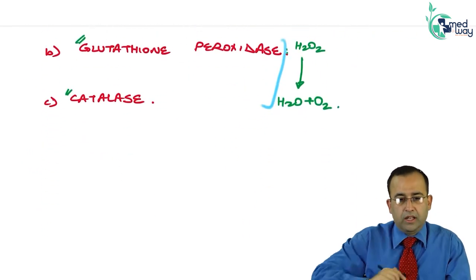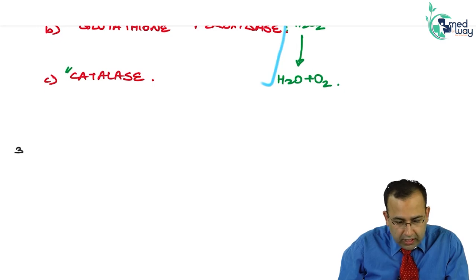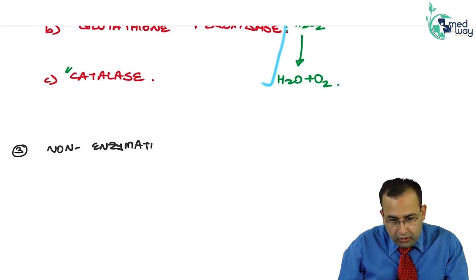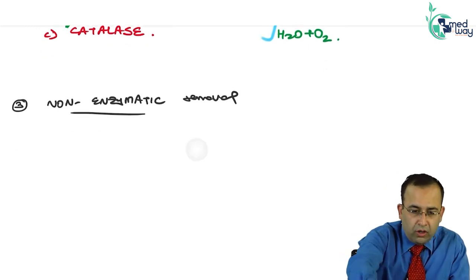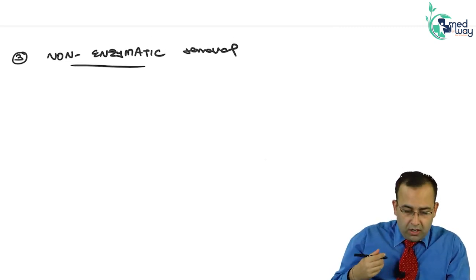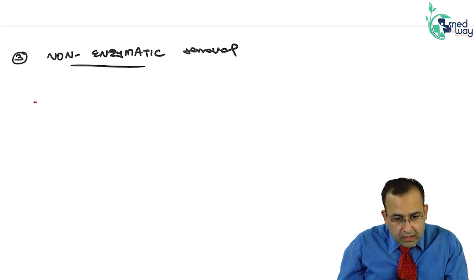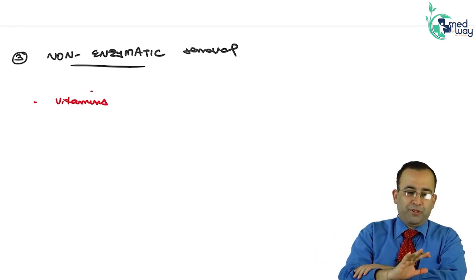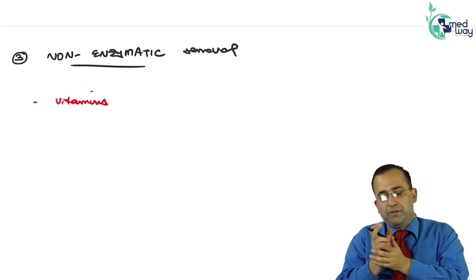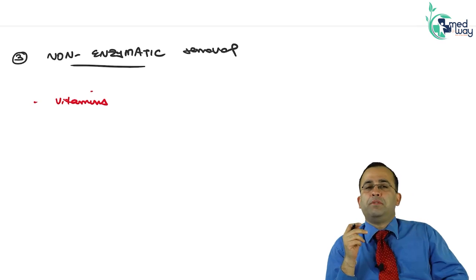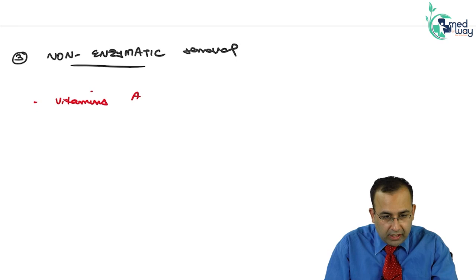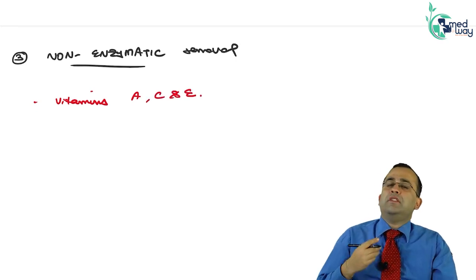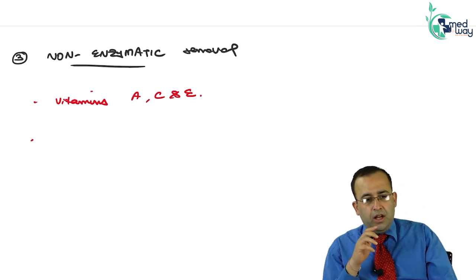And lastly, the last method of removal of free radicals is non-enzymatic removal. Non-enzymatic removal में, the first is vitamins. All the girls, which you keep yourself extremely fresh and beautiful with the use of creams. Creams में which vitamins are present? Vitamins A, C and D. This is non-enzymatic removal.